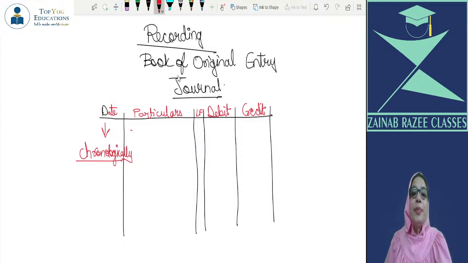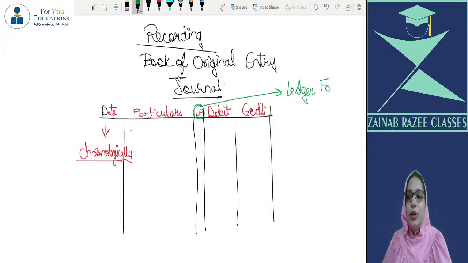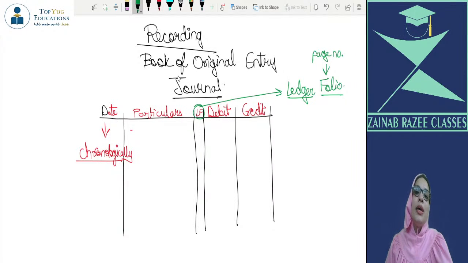Then in particulars, you write the account name. Which account got debited, which account got credited. How to write, we'll see once we see some transactions. Now, coming to this LF. What is LF? LF is nothing but ledger folio. What is ledger folio? I have not come to ledger accounts yet. So once I make you understand what a ledger account is, I'll tell you what ledger folio is. I can just tell you folio means page number. But in detail, I'll explain once we come to the ledger account.